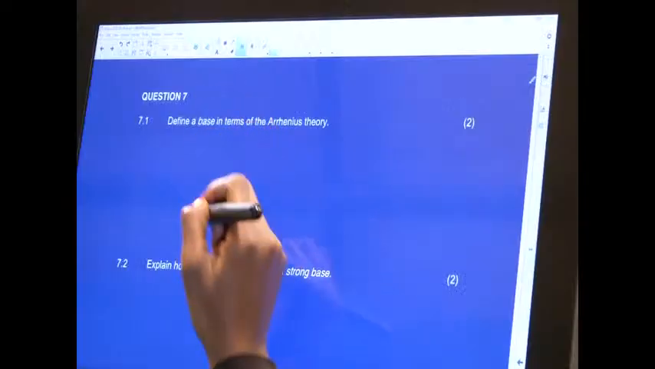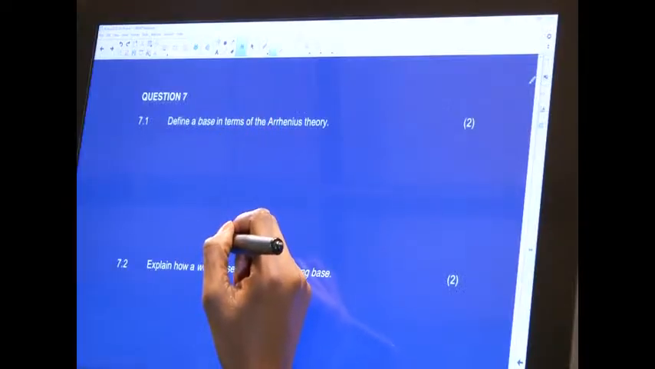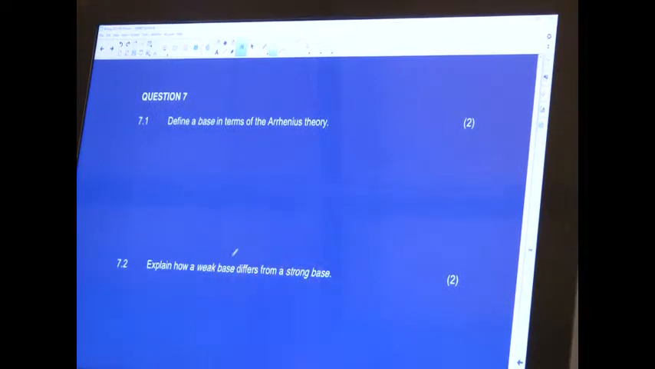So without wasting time, we're still doing acids and bases. This is another question that we are doing, also question number 7. This is a 2019 paper. So 7.1 says, define a base in terms of Arrhenius' theory.